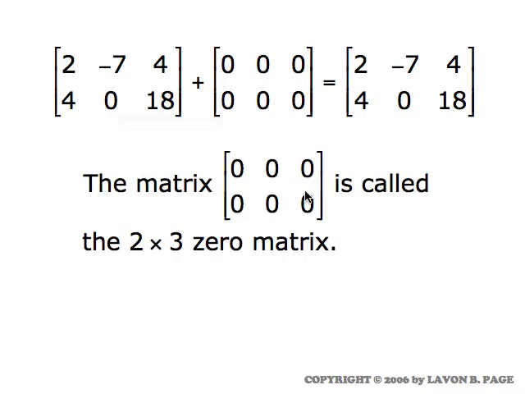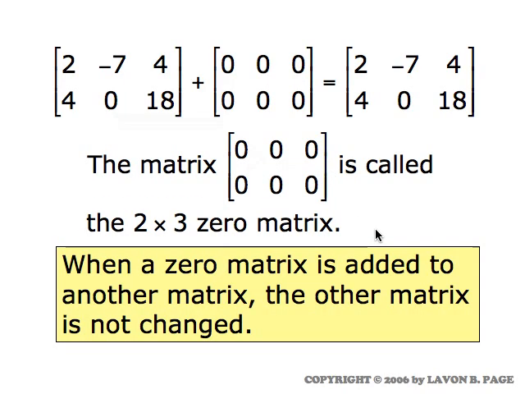A matrix which is filled with zeros is called a zero matrix, and in this case we're looking at the specific situation of the 2 by 3 zero matrix, the zero matrix with 2 rows and 3 columns, all of whose entries are 0. And what we have observed is that when you add a zero matrix to another matrix, the other matrix is not changed.